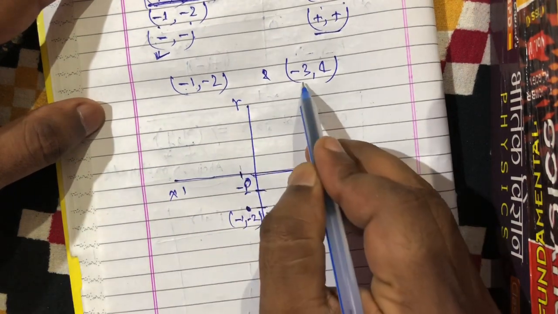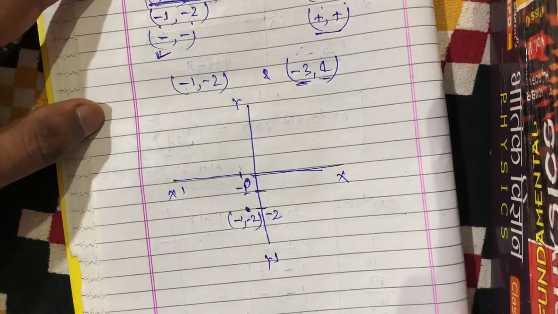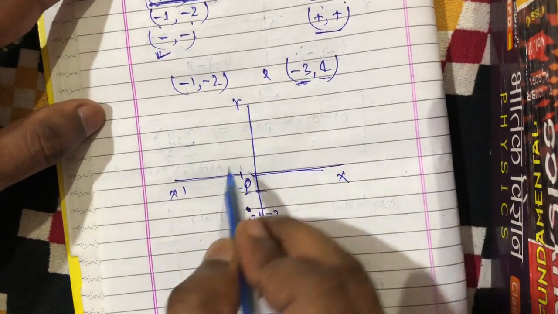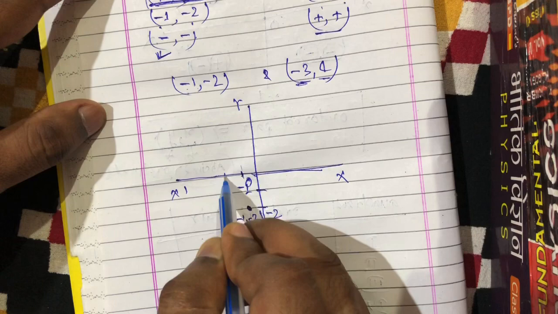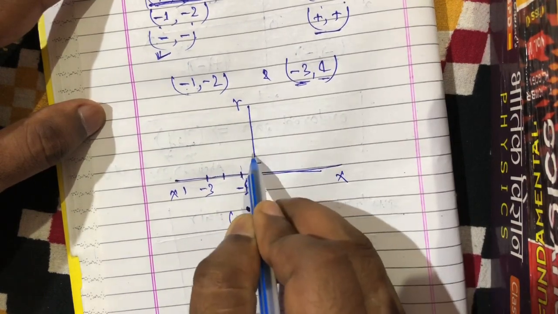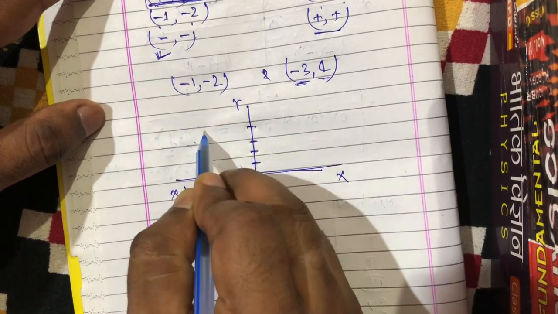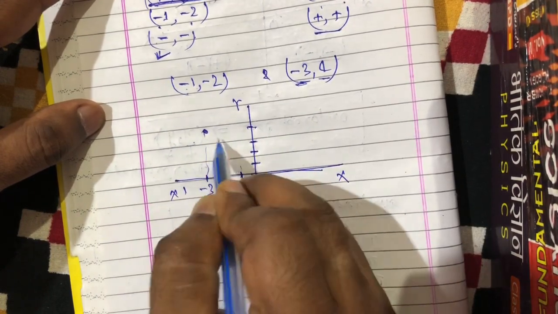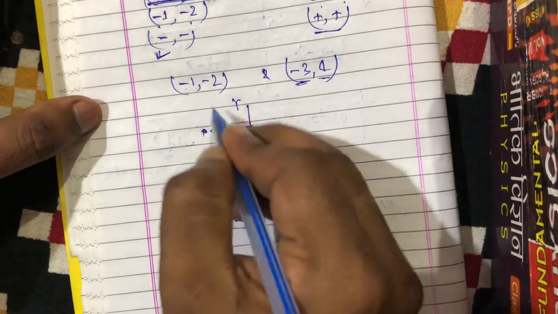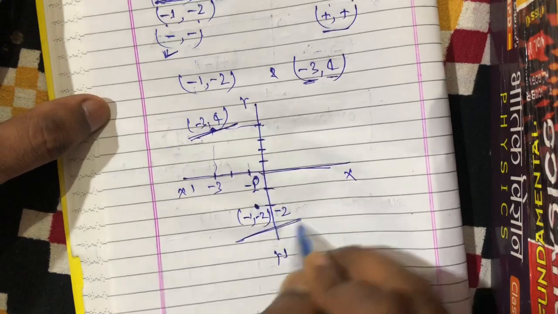Okay, the next point is (-3, 4). The value of x is minus 3 and the value of y is 4. So minus 1, minus 2, minus 3. Okay, this is 1, 2, 3, 4. Now you can see that these points meet at this point. On the graph paper you can see it clearly. Therefore this will be (-3, 4).